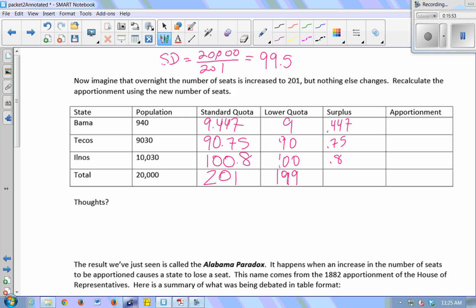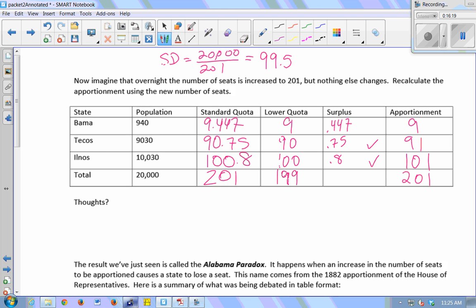Looking at my decimal pieces, which one is largest? 0.8, and which one's next largest? 0.75. So those two get the surplus seats. So Illinois, their lower quota was 100, plus they get an extra, they get 101. Texas, 90 plus an extra is 91. And Alabama gets 9, no extra. And now I have 201 seats.